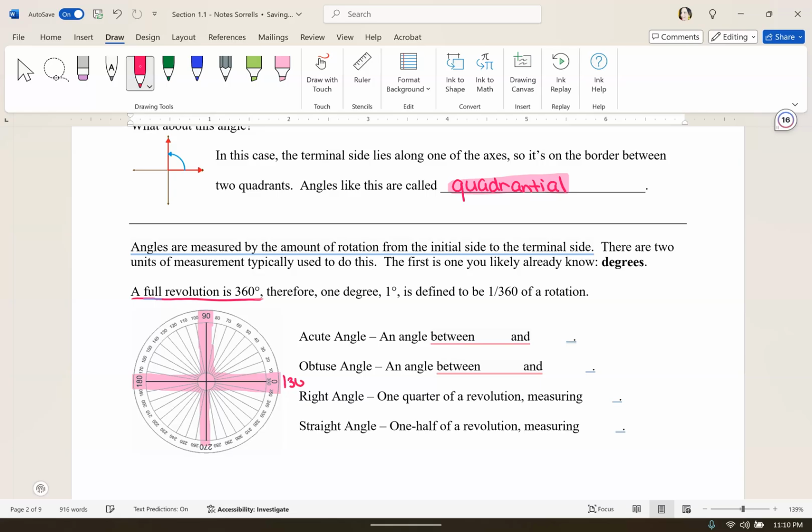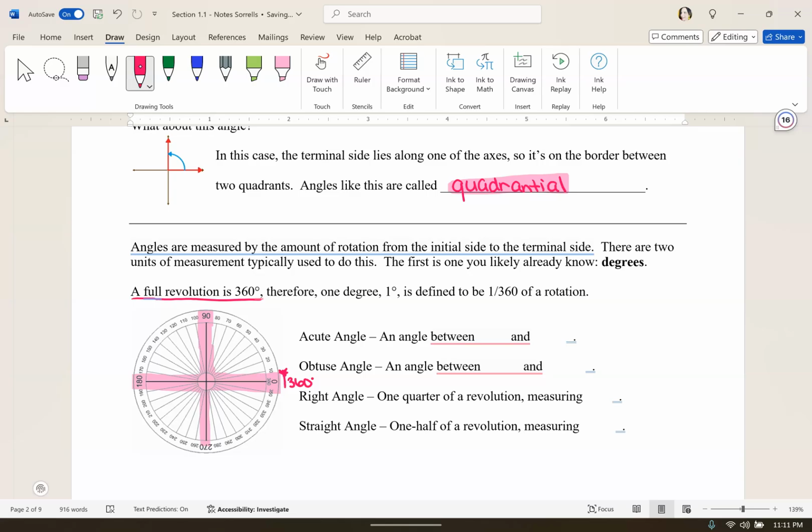So a lot through the class, as we're learning this, I will also write 360 degrees as well as 0, okay? Because we can do more than one rotation. So we can keep going and keep going and keep going. So angles are measured by the amount of rotation from the initial side to the terminal side. So notice your starting point is still right here.